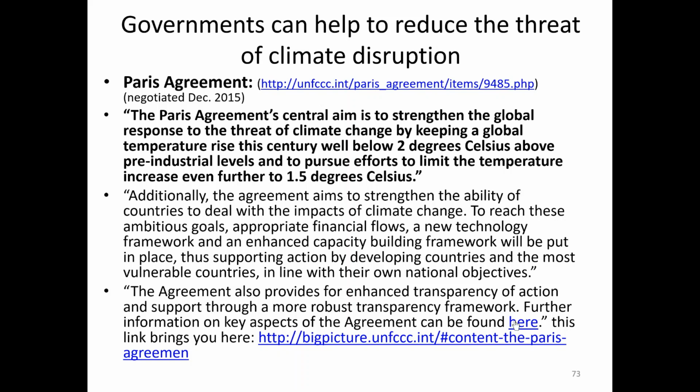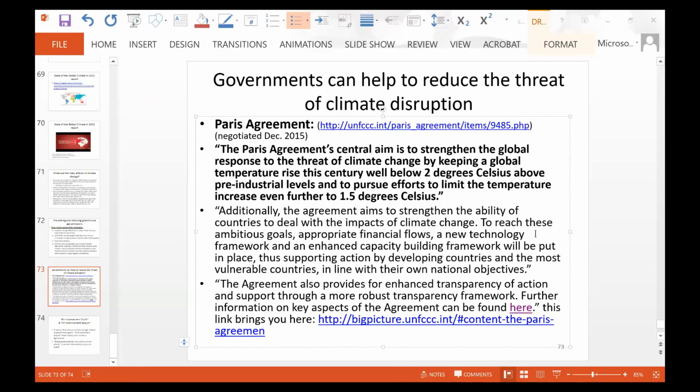And you can look at more information about the Paris Agreement here. So here's the website, and there's a section on the Paris Agreement. So you could read through that.